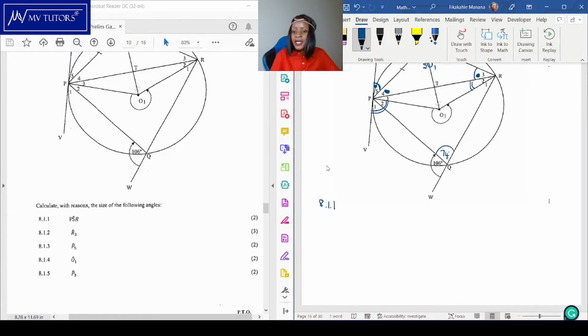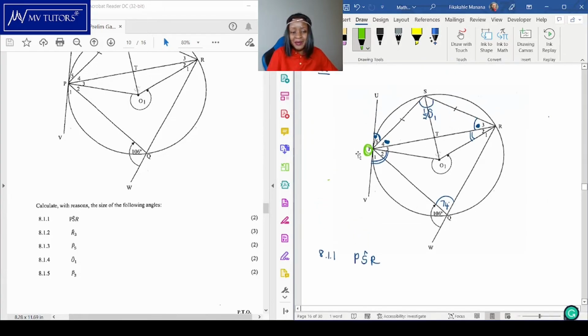Okay, we need to calculate with reasons the size of S if we look at S in between P and R. So where's P? There is P. Let me use a different colored pen. So normally with Euclidean geometry, it's always nice if you have different colored pens. Okay, so P, and then we have S, and then we have R. So this is S that we're looking for.